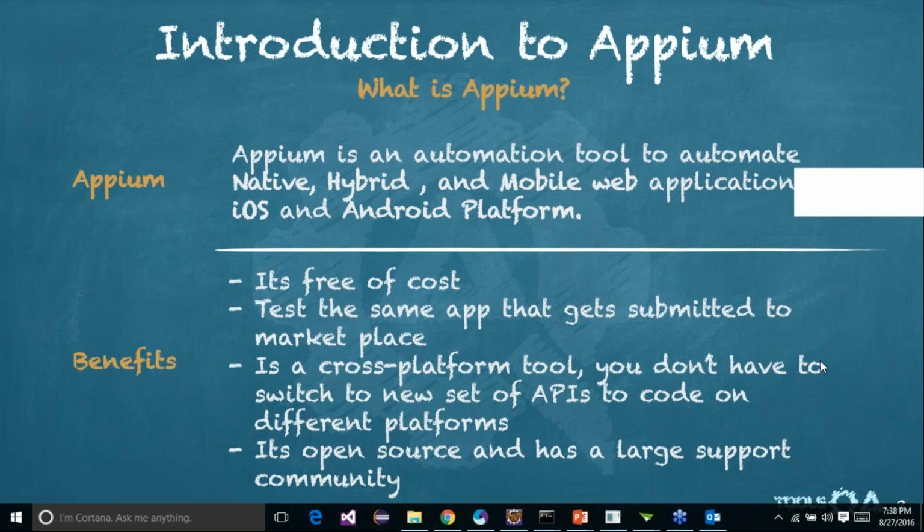So, with respect to Appium, let's try to understand what exactly Appium is. It is an automation tool, right? We use this for automating native, hybrid, and mobile web application, right? So let me give you a context. What is a native application? A native application is something which will have only the native components for a particular application. That means some application which is built for a particular iOS or Android, right? So it's kind of a native application.